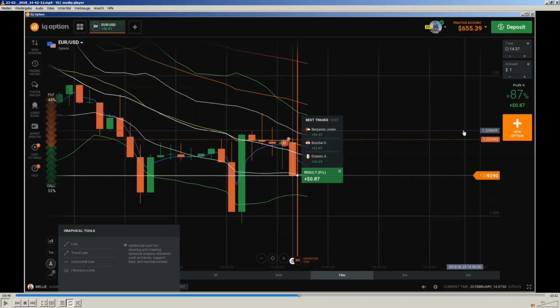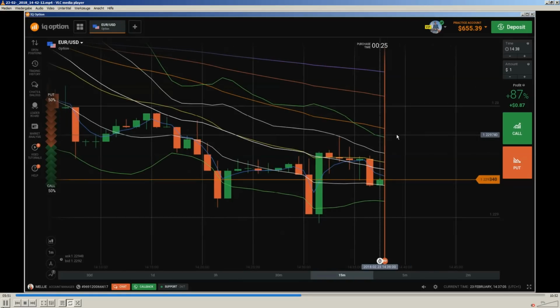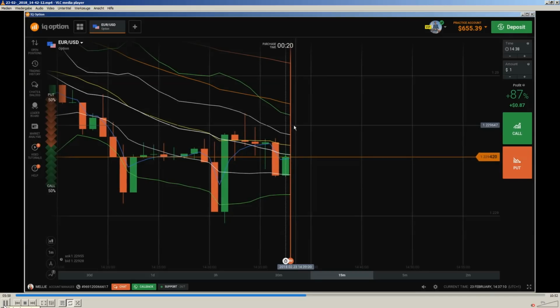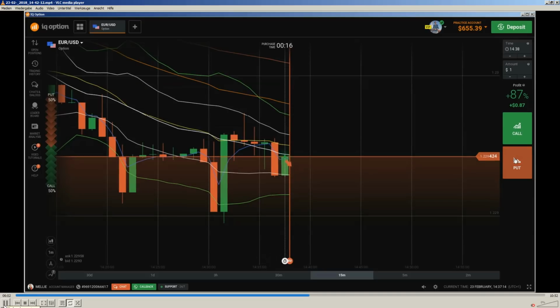Wait, let me see if I will draw this line here. I think I got this tool, horizontal line tool. Let me see if I'm doing this. If I'm drawing here something, else I will draw this on my own.